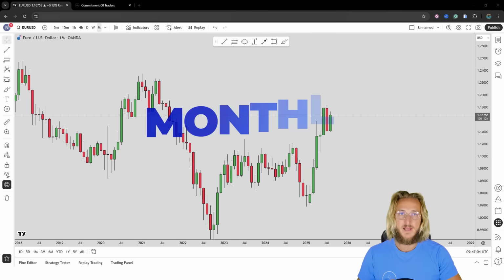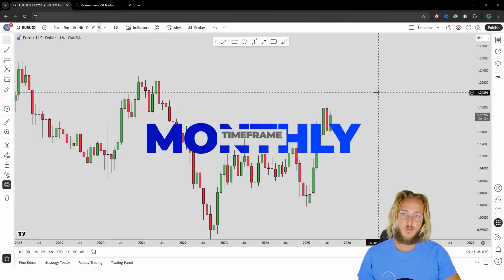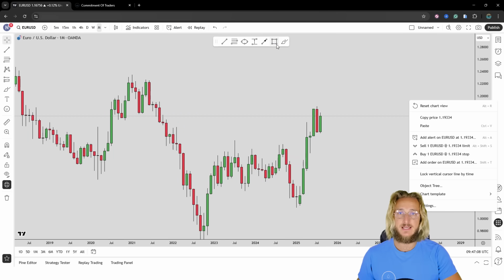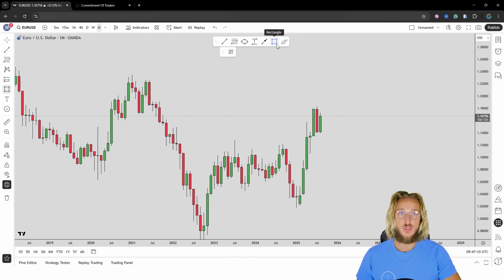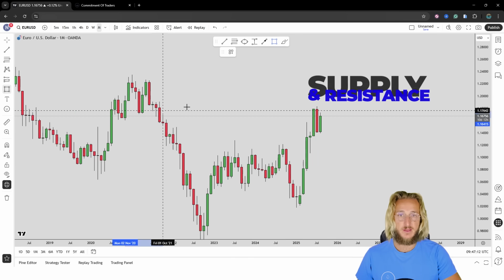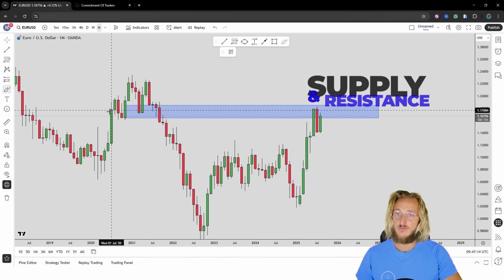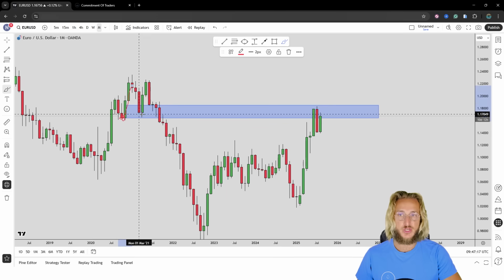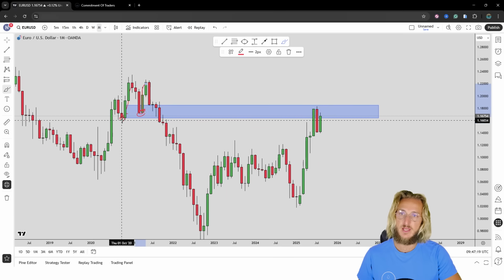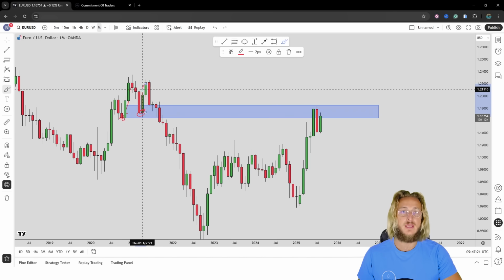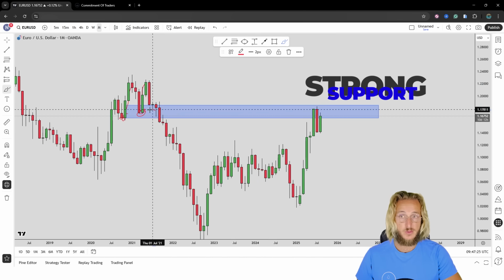Starting here from the monthly time frame, what we can see is that we have a market which at the moment is testing a quite strong monthly supply and resistance area. In fact, what we know is that from here, all these previous rejections to the upside were created. Every time the market tested this zone, it respected the area as support and rejected the zone to the upside.